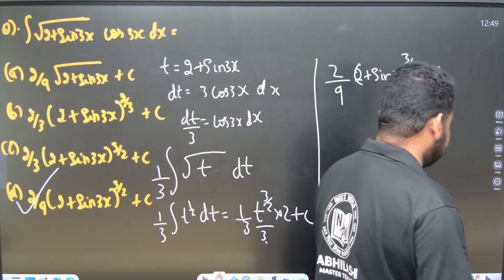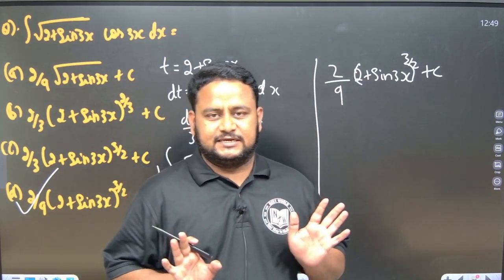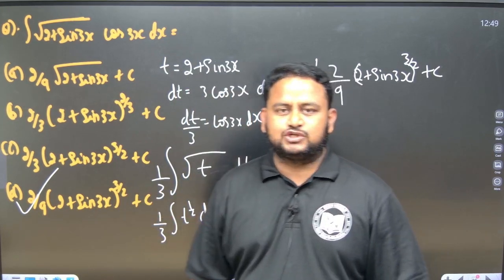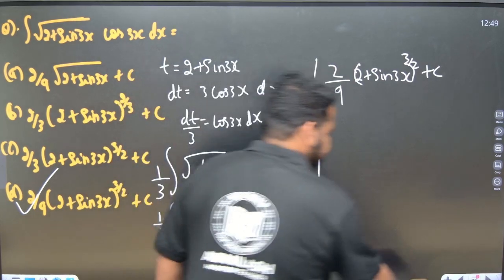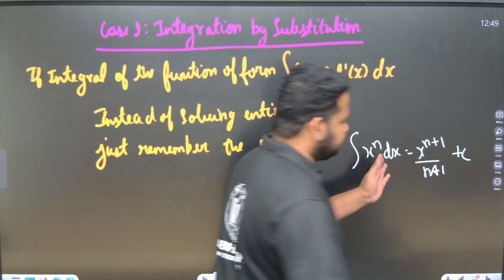Very simple question. We have to take t as whatever is within the square root. So what is the formula that we are using? The formula is the integral of x to the power of n is equal to x to the power of n plus 1 divided by n plus 1. That is what I told you while discussing the concept.